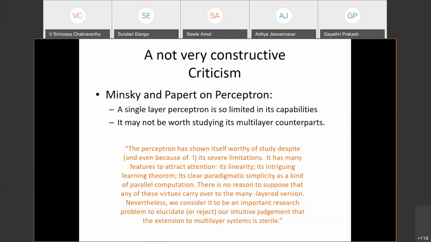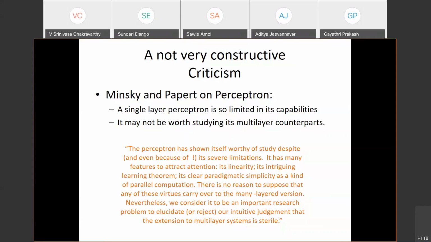The perceptron has shown itself worthy of study despite and even because of its severe limitations. The idea is, when something has some flaws, you feel like studying it even more, just to make sure what the borders of those drawbacks are. It has many features to attract attention: its linearity, its intriguing learning theorem, its clear paradigmatic simplicity as a kind of parallel computation. There is no reason to suppose that any of these virtues carry over to the many-layered version. Nevertheless, we consider it an important research problem to elucidate or reject our intuitive judgment that the extension to multi-layer systems is sterile.